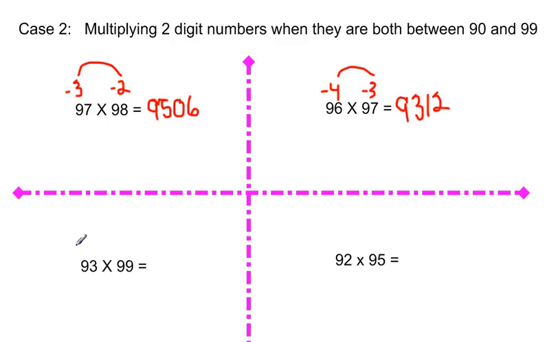This 94 is 6 units away from 100, so above it I'm going to put a minus 6. And this 99 is 1 unit away from 100, so I'm going to put a negative 1.